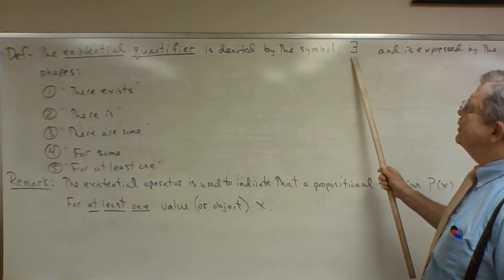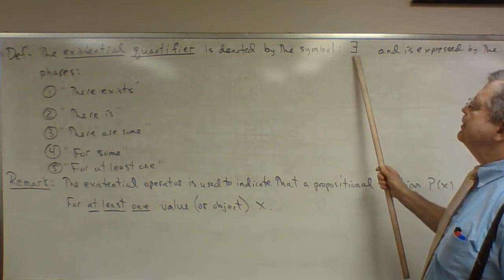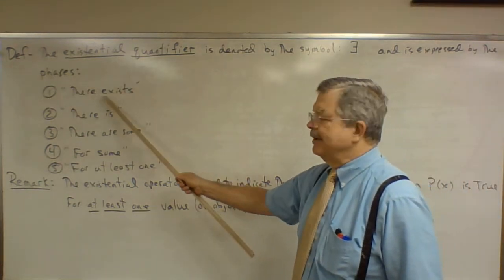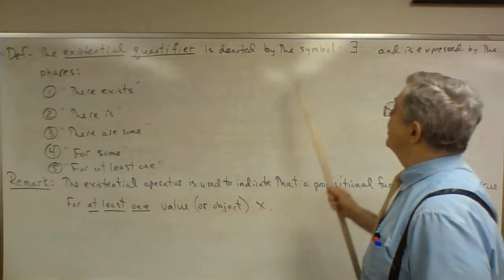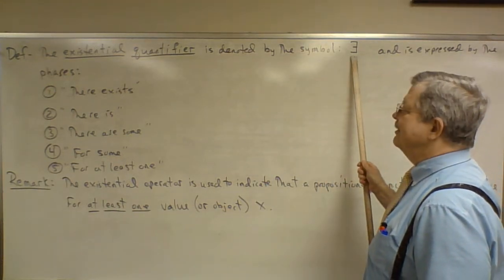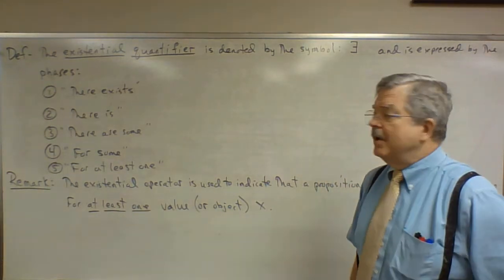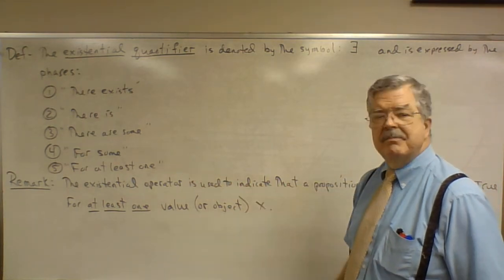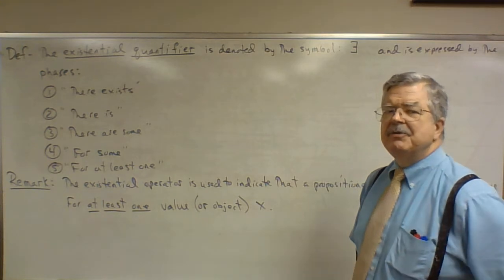So this backwards E is appropriate because we associate the E with the first letter in the word exists. So we look at this and we say, there exists at least one, or there are some, or there exists some, but always at least one.